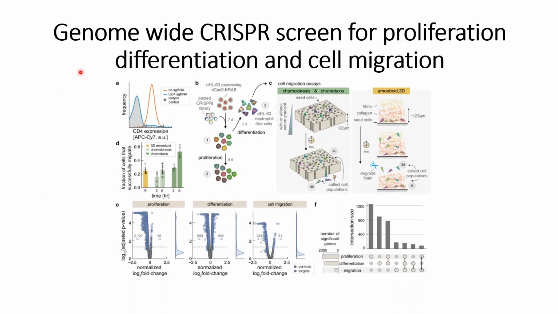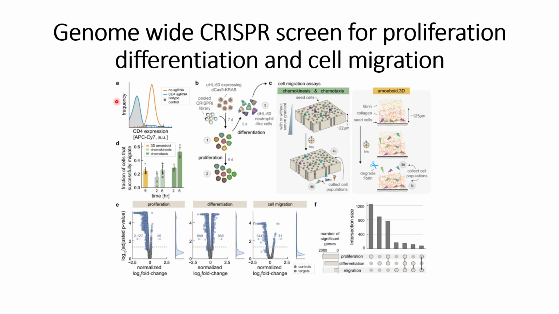In this video, we will discuss the paper that did a CRISPR screening to find the genes that can cause proliferation, differentiation, and cell migration. To do their studies, they use HL60 cells, and first they check the construct where they use the guide RNA against CD4. They can see that CD4 expression goes down compared to the control, and the no sgRNA control shows high CD4 expression.